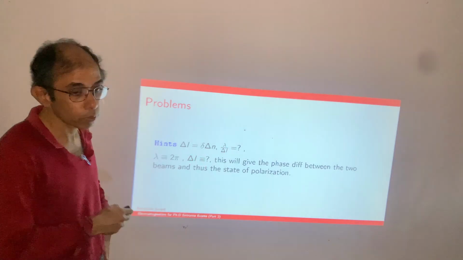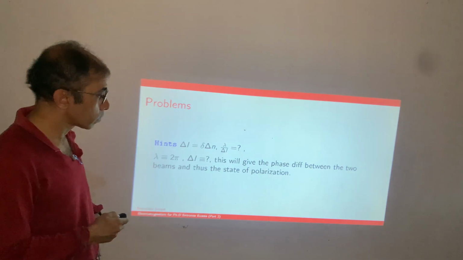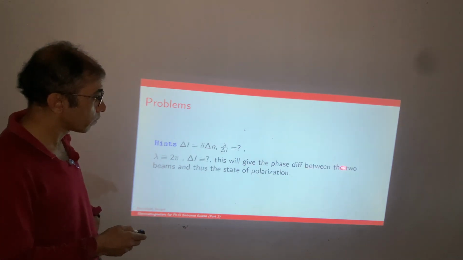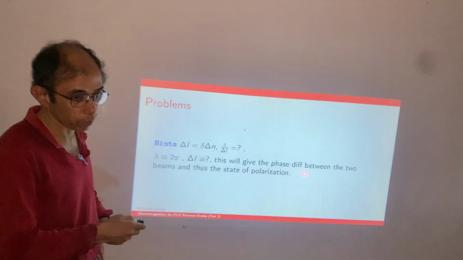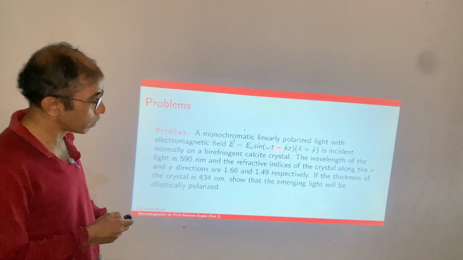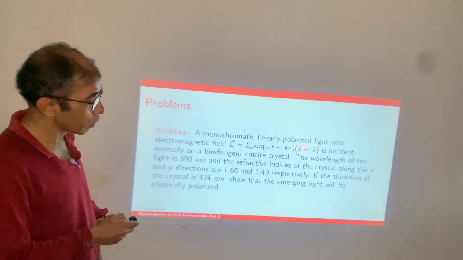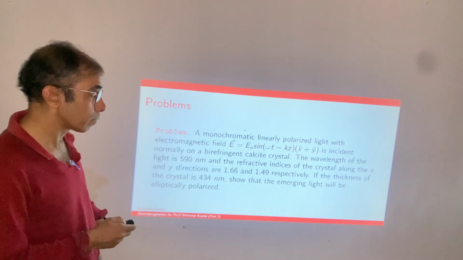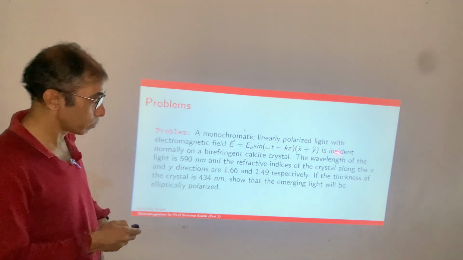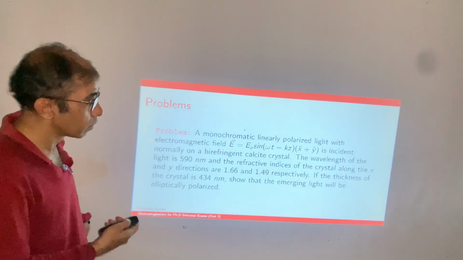Delta L corresponds to how much of phase difference? That you can directly find from here, and this will give the phase difference between the two beams, and that's the state of polarization. The amplitudes of the two beams will be the same. The one along x will have the same amplitude as the one along y. But there will be a phase difference, and so what is this phase difference? That you have to find out.